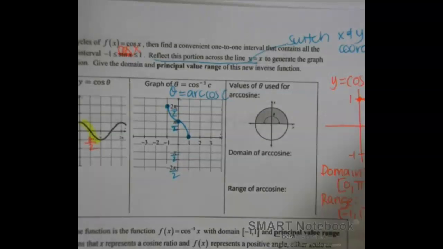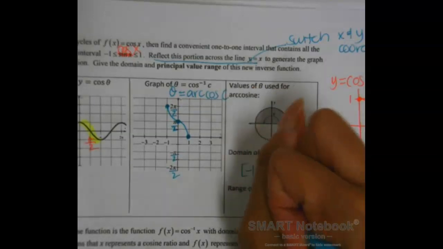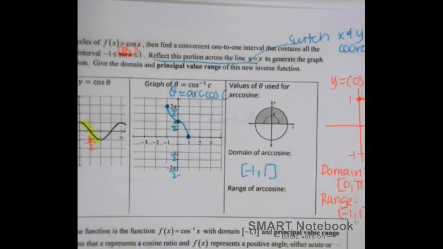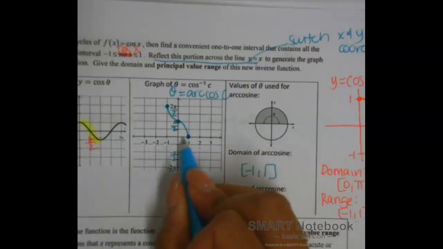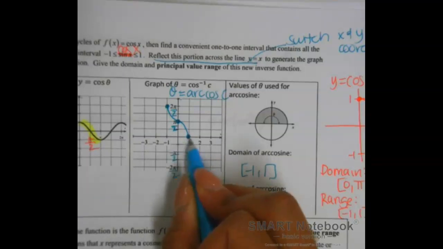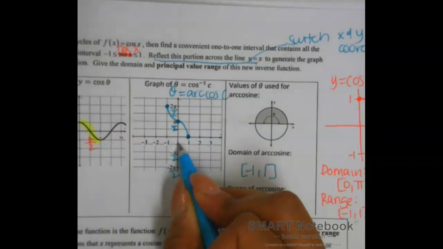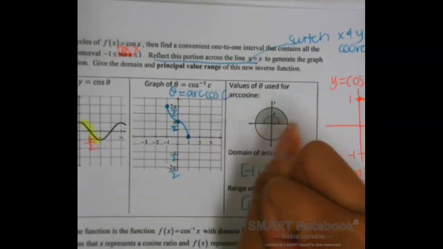Chelsea, what's the domain for this arc cosine blue graph? What's the domain? -1 to 1. And what's the range? Go from the bottom to top. Bottom of this graph is starting where along the y-axis? Look at what I'm doing. Down here, this is the bottom of your graph. Where is it starting on the y-axis? Starting down here at 0, and it's going up to pi.